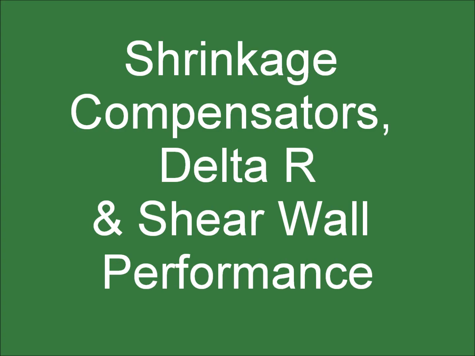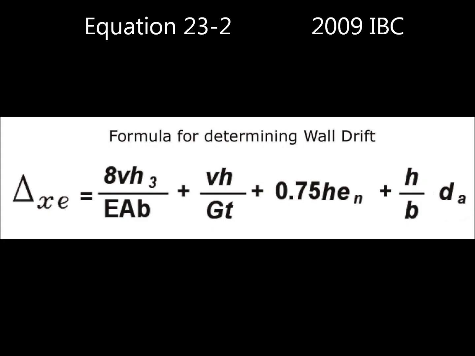Shrinkage compensators, delta R, and shear wall performance. This equation is used by structural engineers to calculate wall drift deflection. It is made up of 4 parts. The first part is bending.